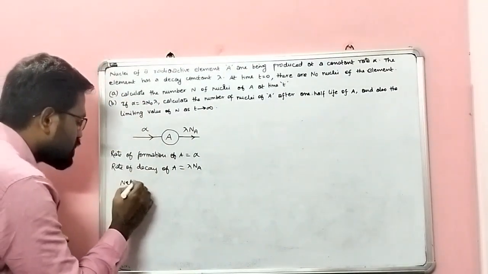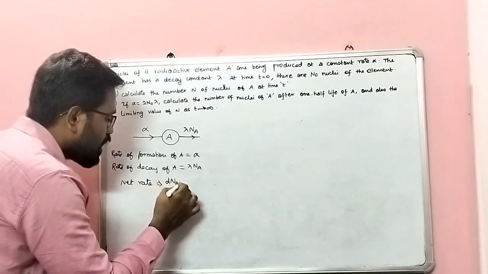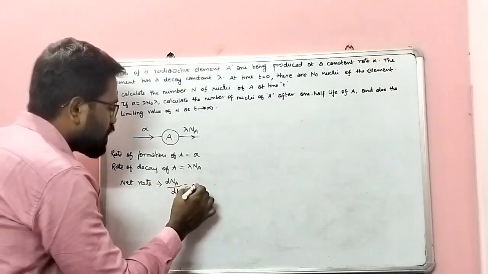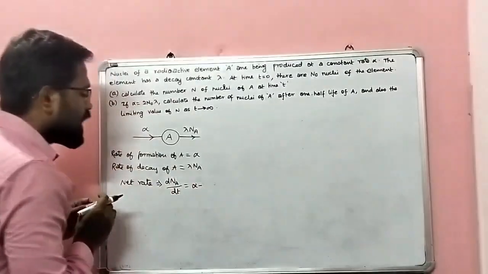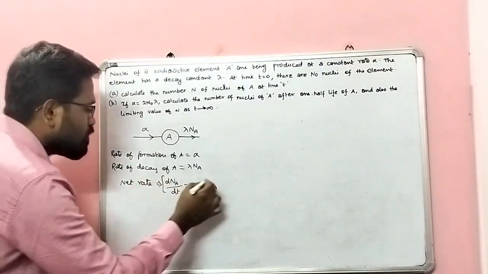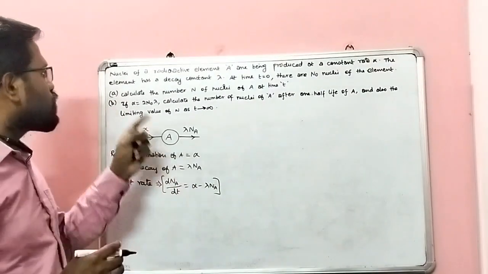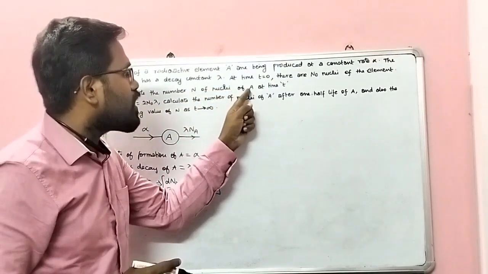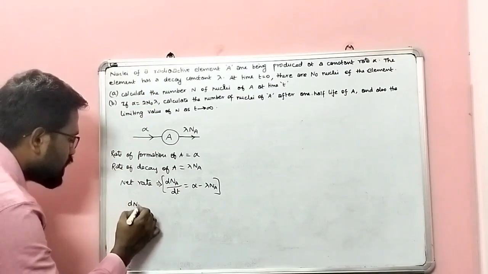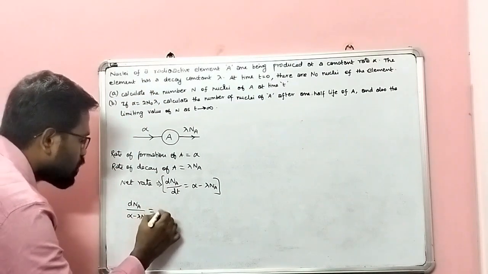So the net rate is given as dNA upon dt, that is the rate of formation alpha subtracted by the rate of decay lambda into NA. Now this is the equation we got, and with the help of this equation it is very easy for us to calculate the number of nuclei n of A at time t. Let me do small rearrangements: dNA upon alpha minus lambda NA is equal to dt.